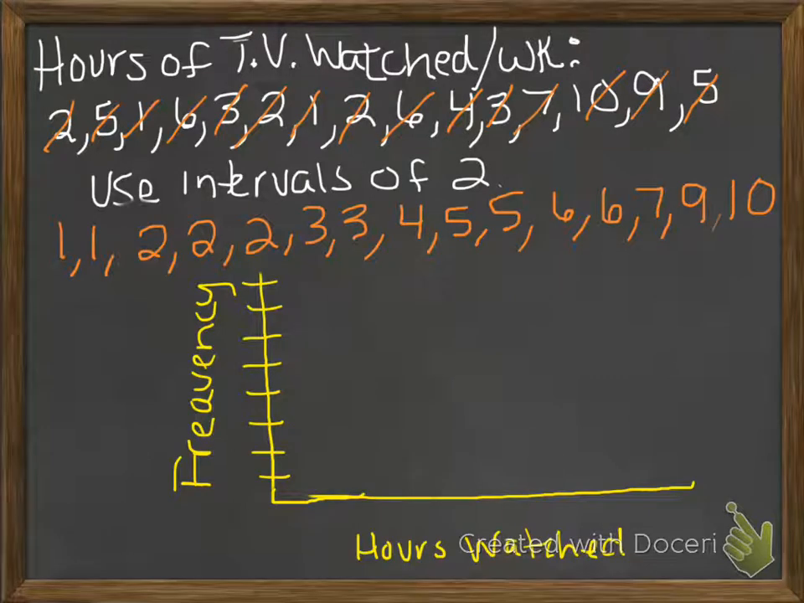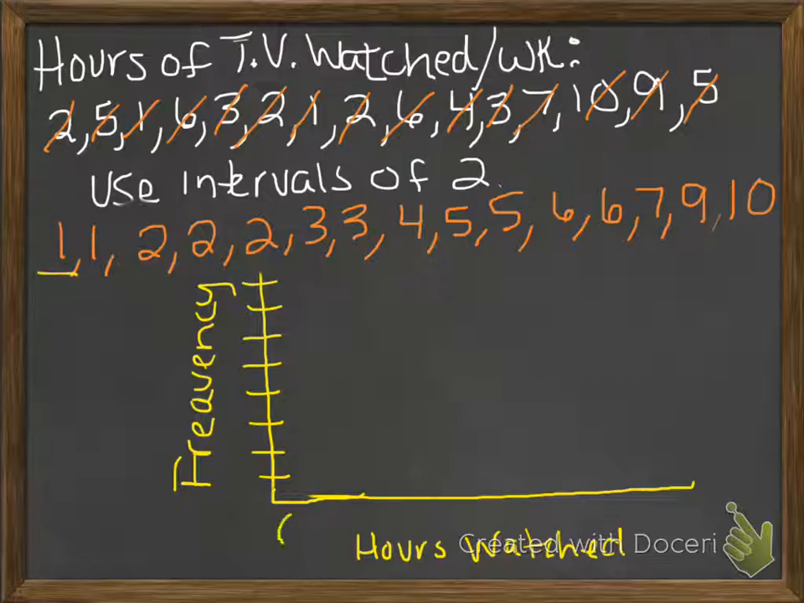Alright, now that my data is in order, remember when you are ordering it, cross off the numbers to make sure that you don't miss any. Once it's in order, you're going to create your intervals, and we're going to put our intervals on the bottom of our histogram. And since we want to use intervals of 2, our lowest value starts with 1.